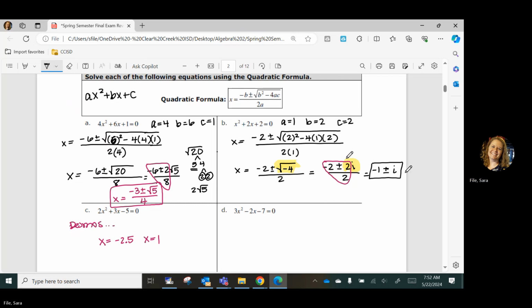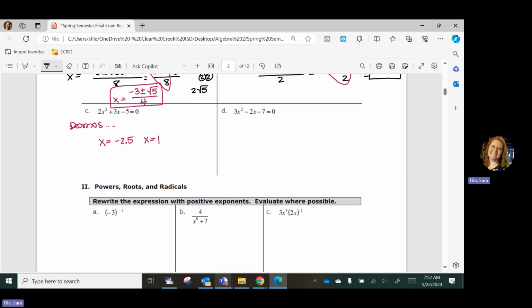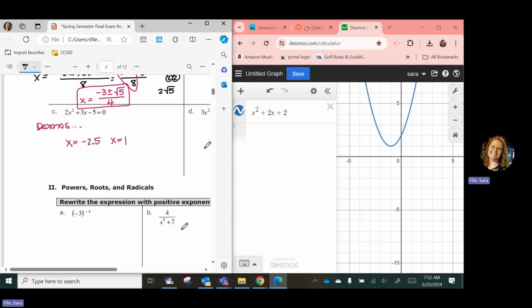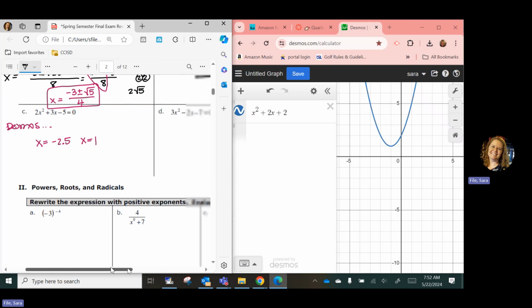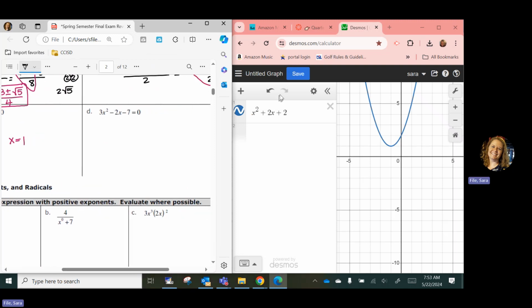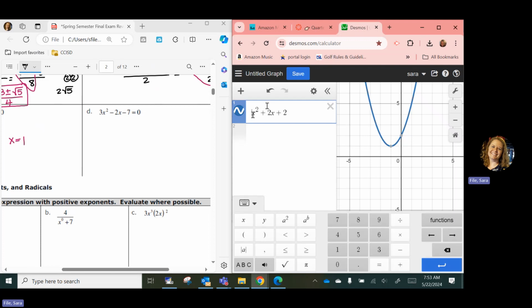Okay. So let's see if D has real solutions or imaginary. By looking at the graph, see if we can just get the answers from the graph or if we're going to have to do quadratic formula again. Minus 2x minus 7. So this one we can see crosses the x-axis.